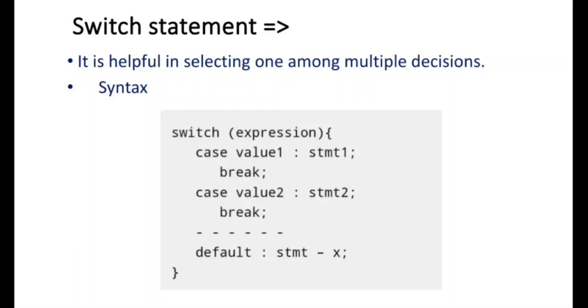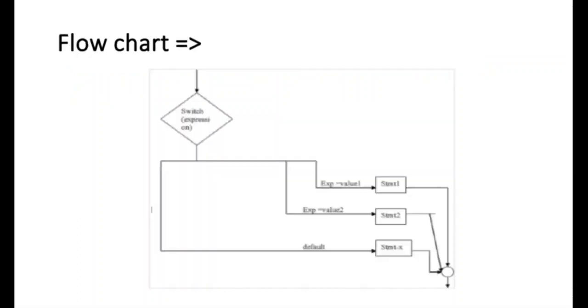And the next one is the switch statement. It is helpful in selecting one among multiple decisions. The syntax for the switch statement is switch expression, open the flower braces, case value 1 and then statement 1, and it will break, case value 2, statement 2, break, default statement x. This is the syntax for the switch statement. The flowchart for the switch statement: the switch expression, and then from that value 1 statement 1, value 2 statement 2, and up to default statement x.